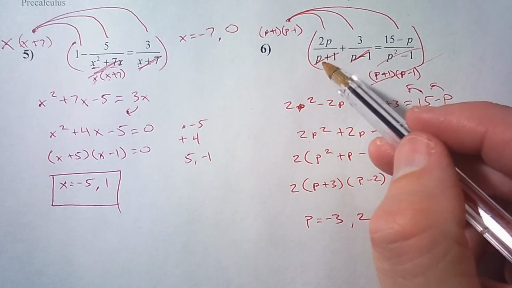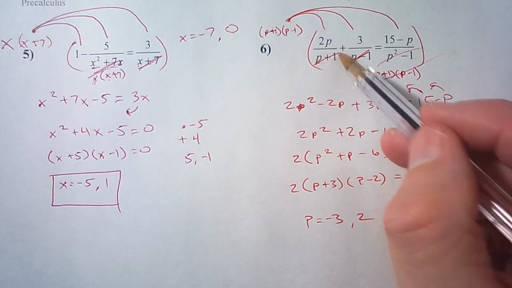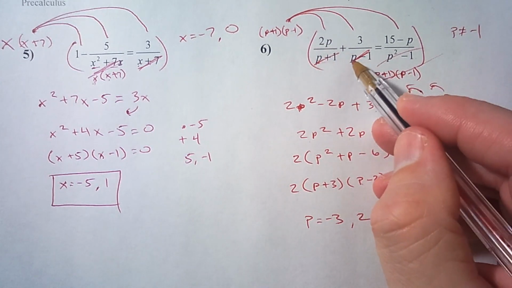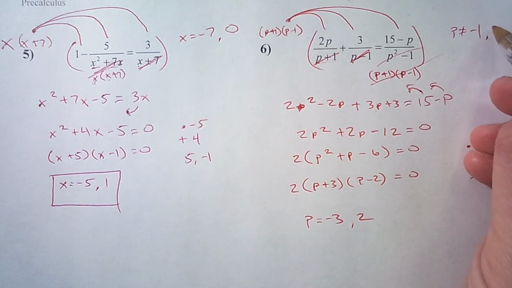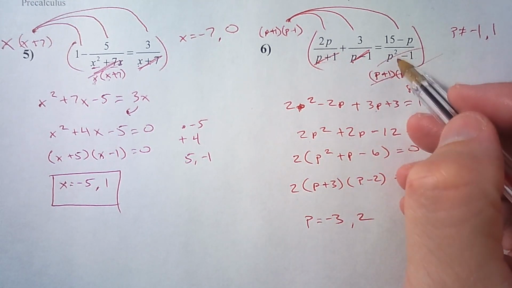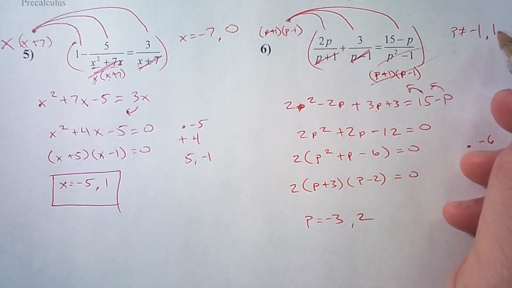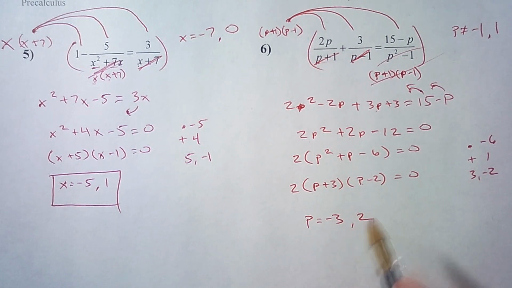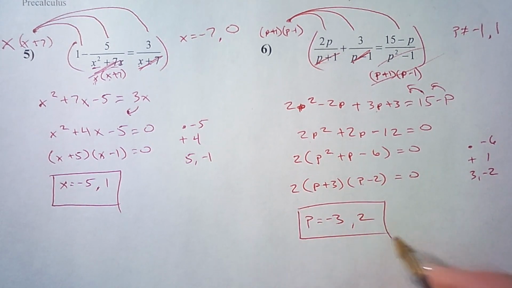Now let's just check our domain. A negative 1 would make this a 0, so p can't be negative 1. Positive 1 would make this a 0. And positive 1 or negative 1 would make this a 0. So negative 1 and positive 1 would have to be thrown out. So I don't have to throw anything out.